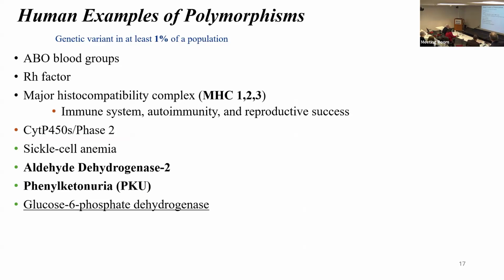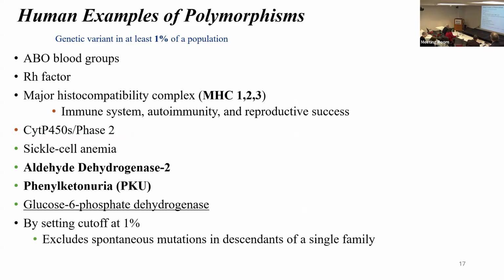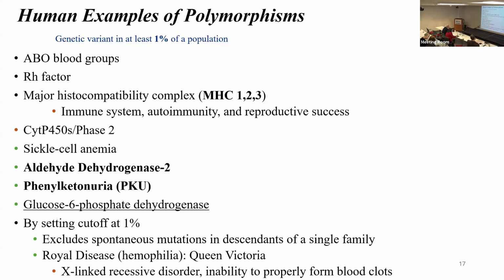And the reason we set it at 1% is so that we don't run into intermarriage in a very small population, such as in Queen Victoria's family, where a bunch of them ended up being hemophiliacs because they intermarried over a course of time. So it's that 1% cutoff.